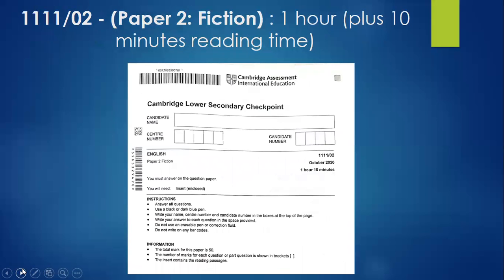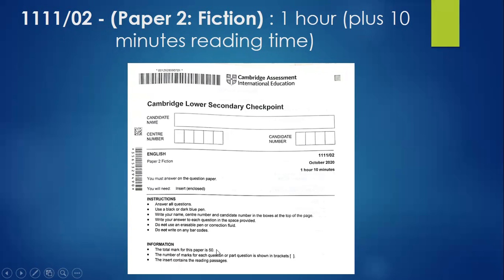Now, let's look at paper 2. Paper 2 is a fiction paper with the code 1111/02, and the time allocated is also 1 hour with 10 minutes reading time. Hence, you are advised to spend half an hour for each section in this paper as well.